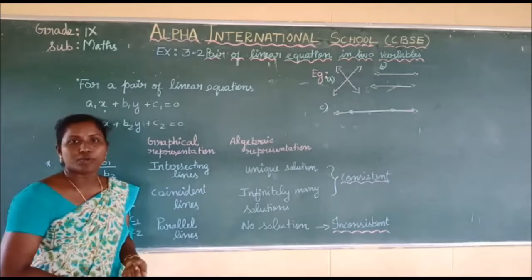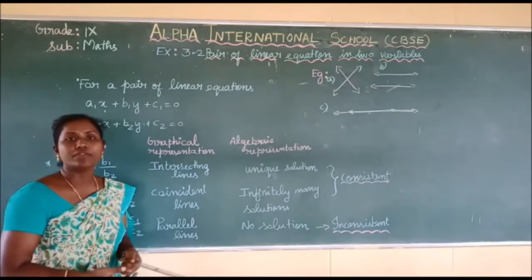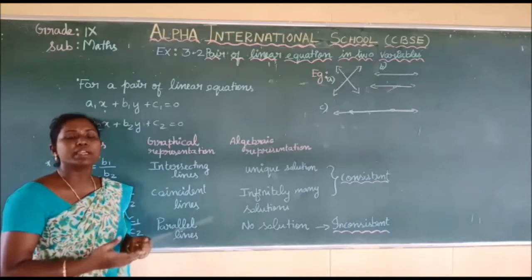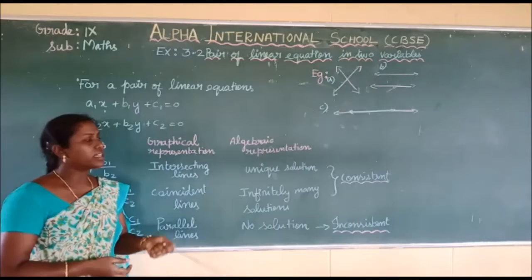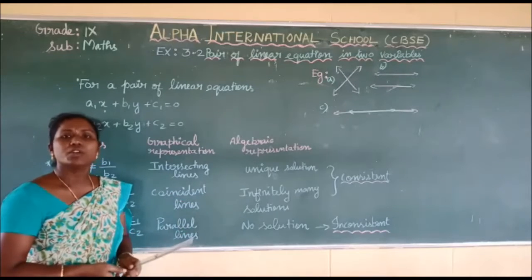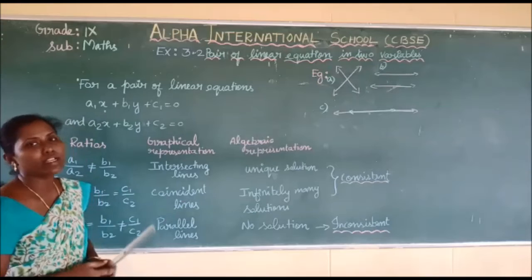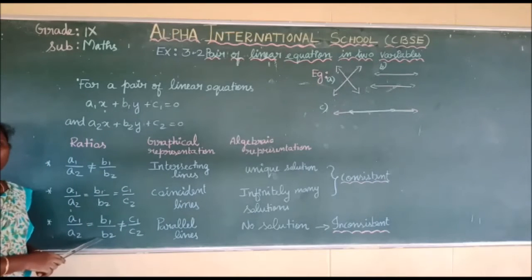Apart from the graph, without drawing the graph, how can you identify easily, just from seeing the equation itself, whether it has a unique, infinitely many, or no solution? It is by comparing the coefficients. These three have to be kept in mind.